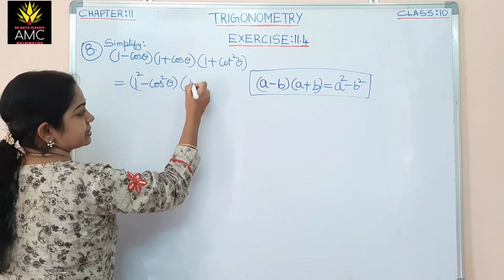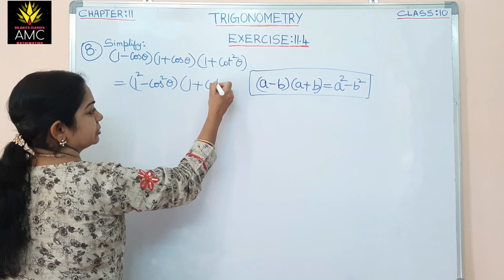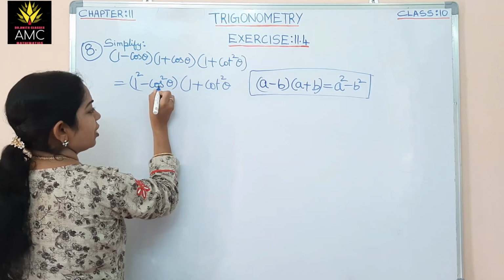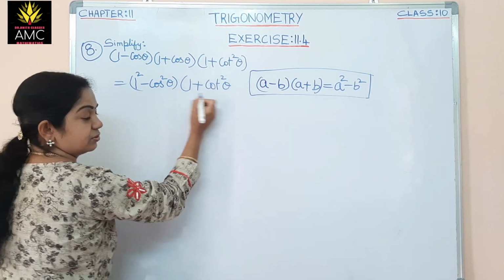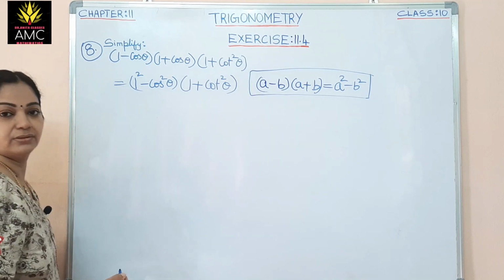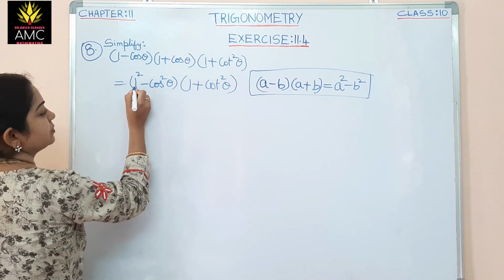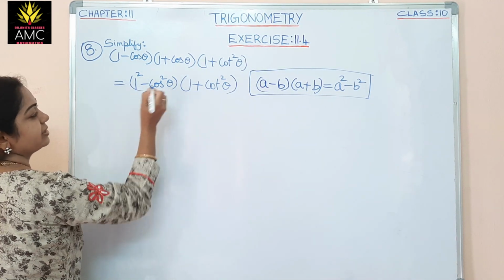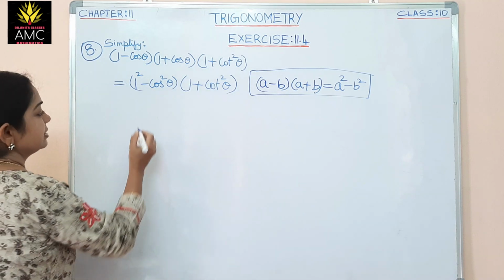And simply this as it is, 1 + cot² θ. So be cautious with cos and cot, don't get confused between cot and cos. Now here 1² is 1. So 1 minus cos² θ is sin² θ.